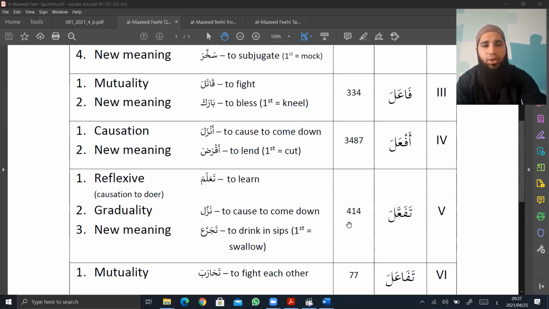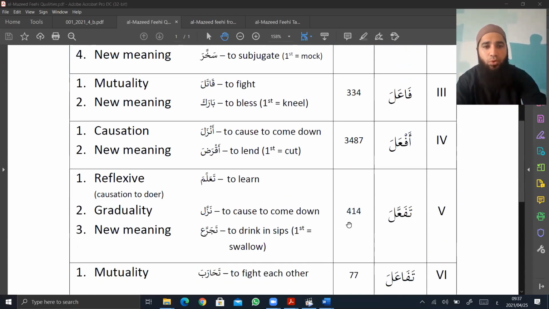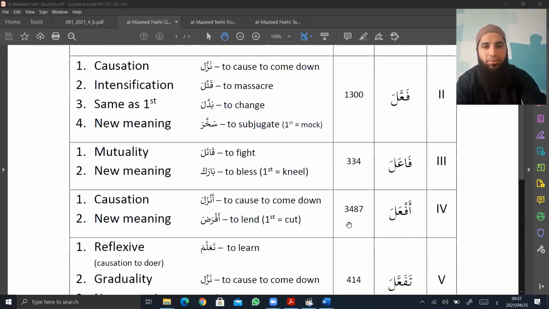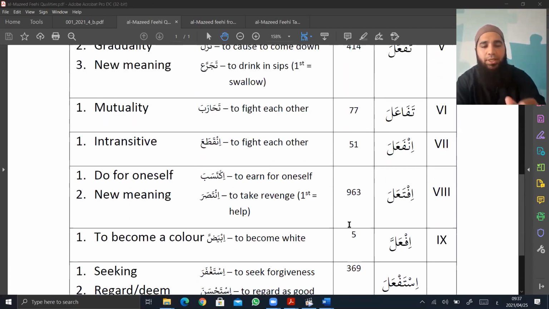963 occurrences in the Quran on the scale. It's not as common as number 2 and number 4, but it's the second or third most common. Ifta'ala. All of them are important, but you can see this one is third most important of these scales, because it gives us access to the most Quranic words. And that's what we're essentially trying to understand. We're trying to understand the Quran. So that's ifta'ala.